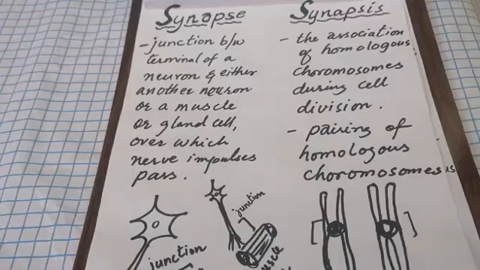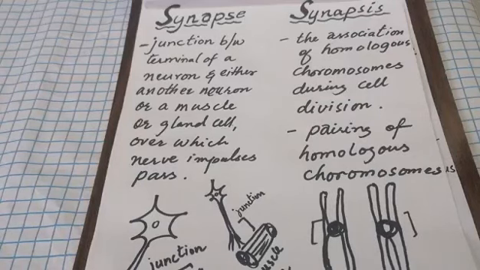So they are present in the chromatin network, or the bunch of the chromosomes. At the time of cell division, they start to unwind themselves. As the cell division proceeds, the chromosomes start to align and pair themselves. So pairing of the chromosomes is known as synapsis. It is a process, a phenomenon that takes place during cell division, when homologous chromosomes align and pair themselves.